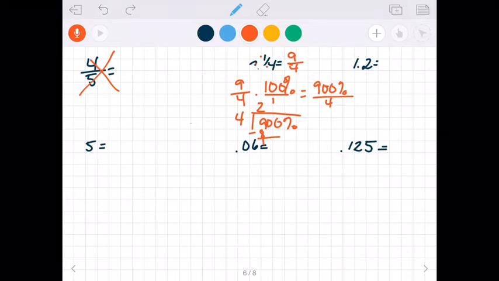Let me erase till I can clear up that area. Okay. How about 1.2? These are a little bit easier because now you can just multiply. Multiply 1.2 times 100%. Actually, I'm going to change my colors.